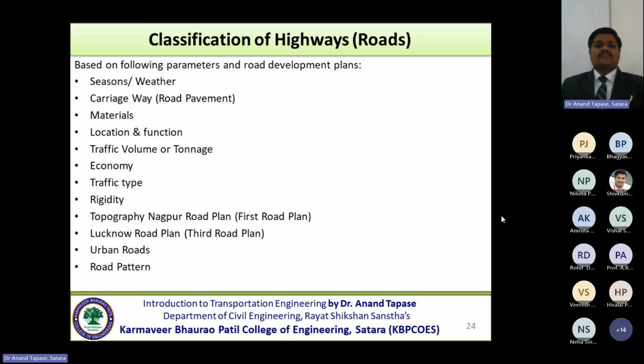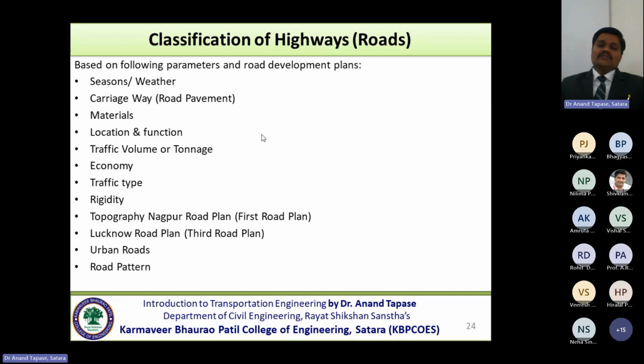As far as my knowledge is concerned, after referring to a number of national and international books, I have come to the conclusion that there are a number of parameters on which the highways are classified. We should not restrict ourselves to the 20-year plans, where highways are classified as expressways, national highways, state highways, major district roads, other district roads, or village roads. There are a number of parameters. For example, season and weather is one parameter, carriageway is one parameter, material used is one parameter.